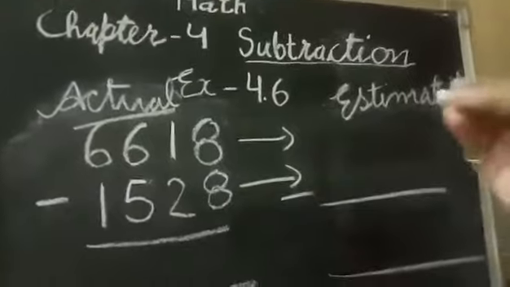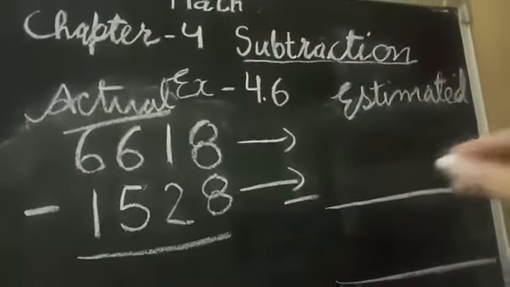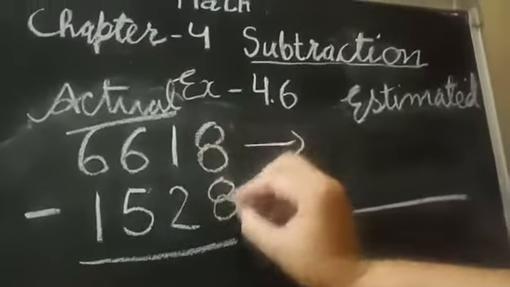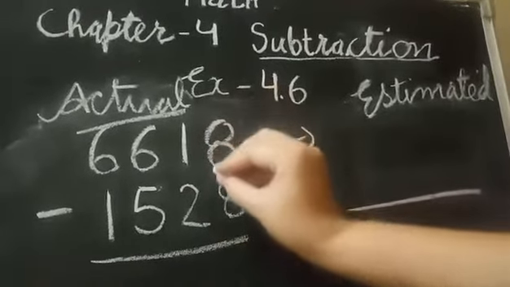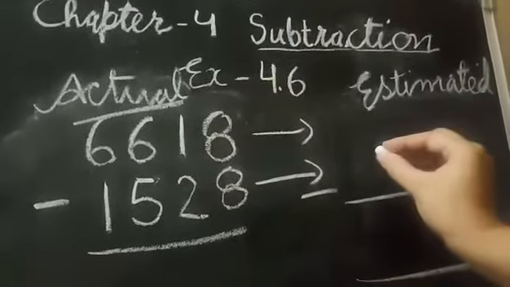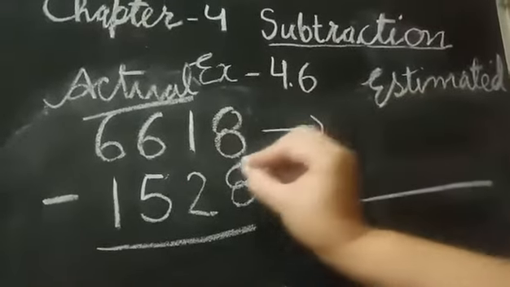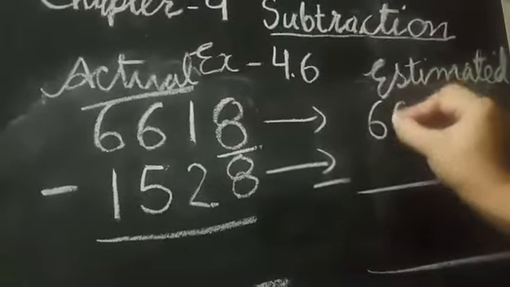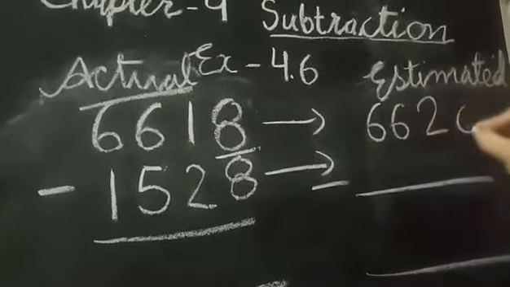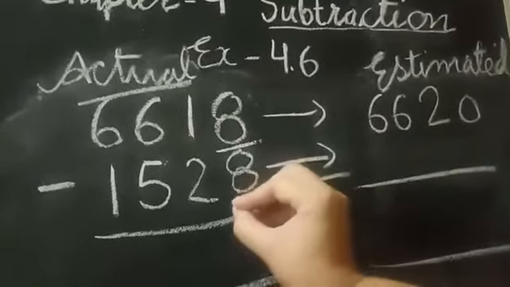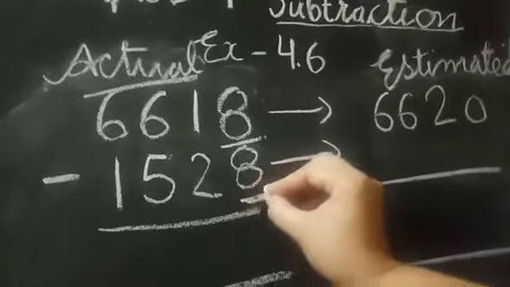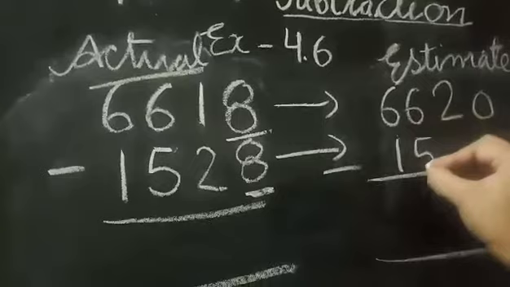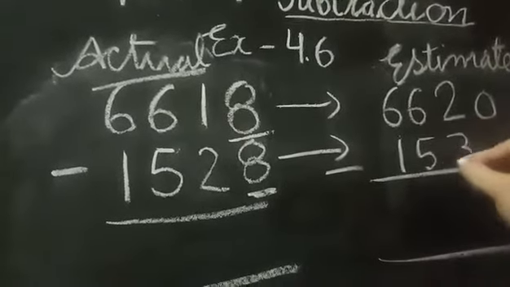We will take one more example. In this sum we have 6618. So this is the actual value, and we have to estimate the value. So it is more than 5. It becomes 66 and 20. Now here is also 8 at one's place. It is more than 5. It also becomes 28 becomes 30.